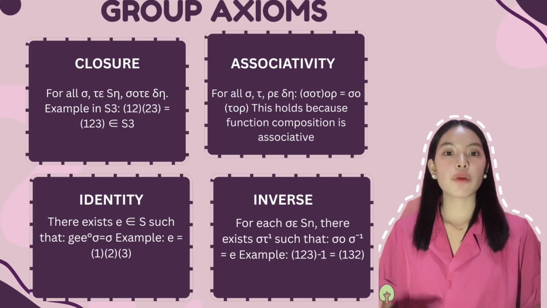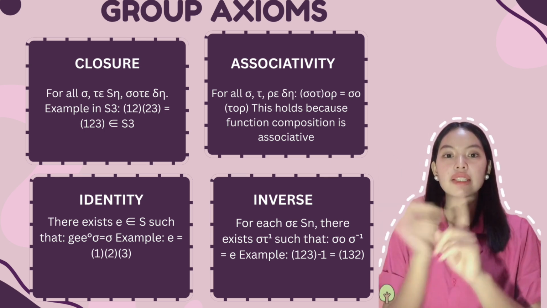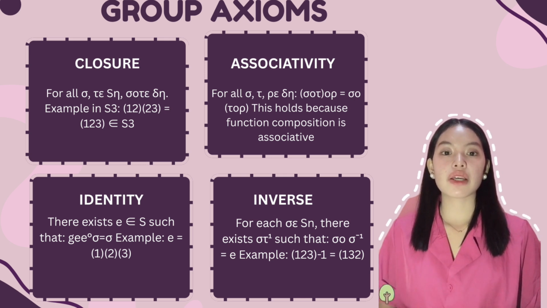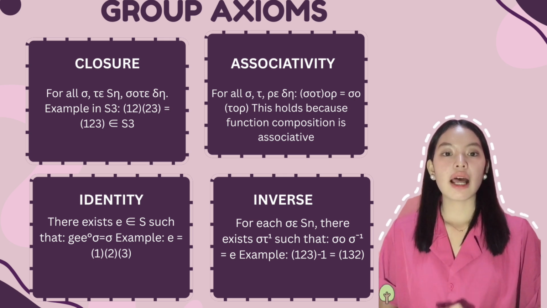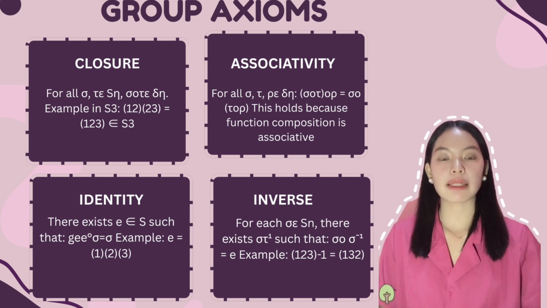A set G with an operation is a group if it satisfies closure, associativity, identity, and inverse. So to be a group, a set must satisfy these 4 key properties. These axioms ensure that the set behaves in a structured way under its operation. Symmetric groups satisfy all 4 axioms, which makes them one of the most important examples of groups in mathematics.